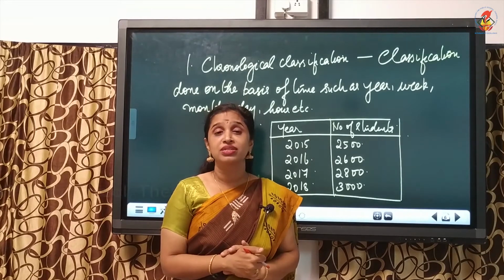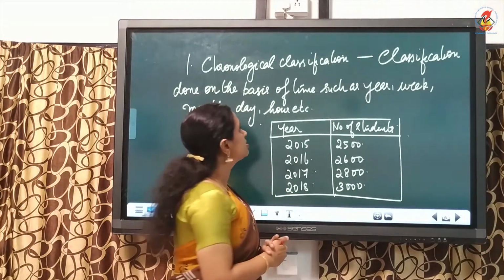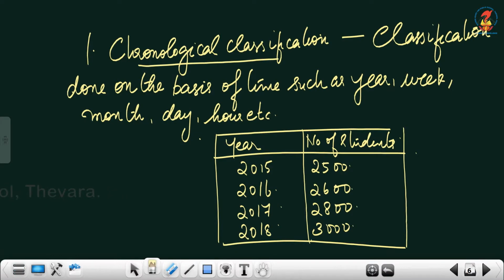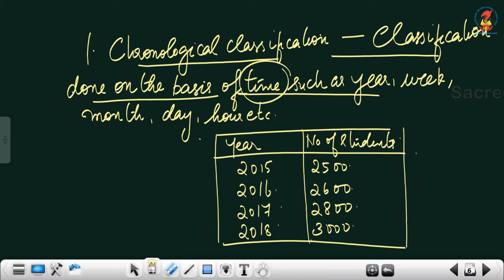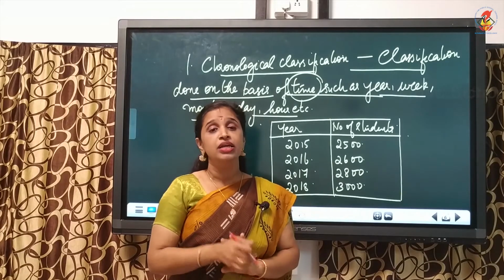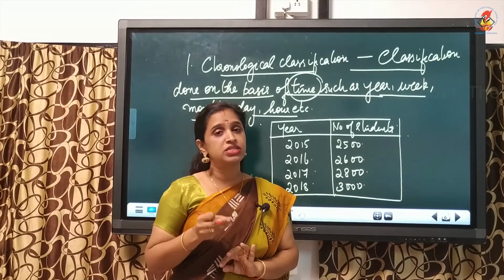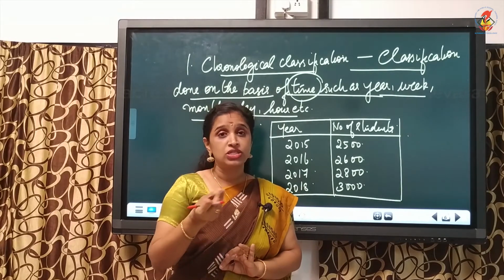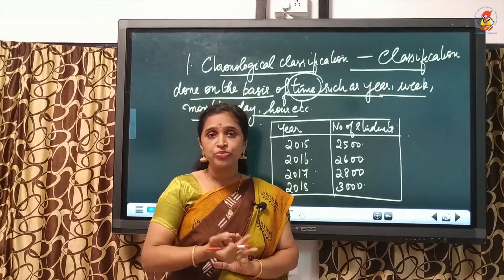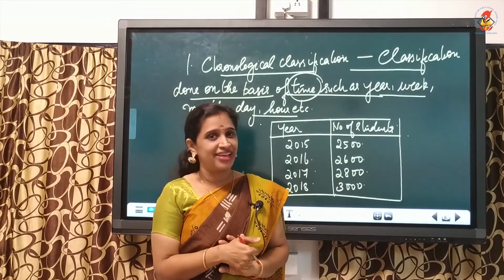Why is it known as a time series classification? Because chronological classification or time series classification means the classification done on the basis of time, such as year, week, month, day, hour, etc. So we are classifying the data, giving importance to the time. Time can be on the basis of hour, then day, week, month, year, etc.